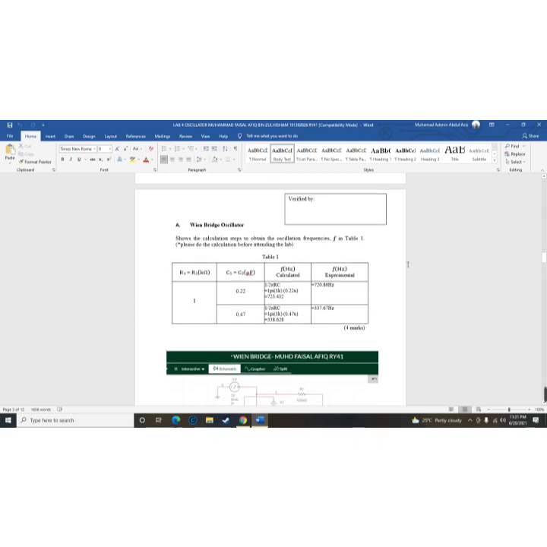Okay, now they are given the capacitor value is 0.22 microfarad, and by the formula we have calculated, using the capacitor value, the answer is 723.432 Hertz. And after that we do the experiment by running the simulation in Multisim Live. I will show you now.